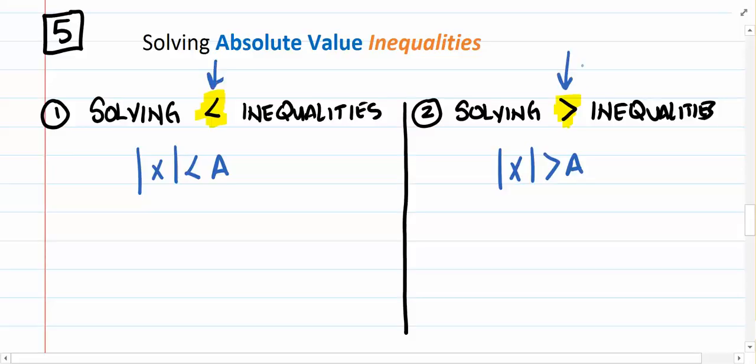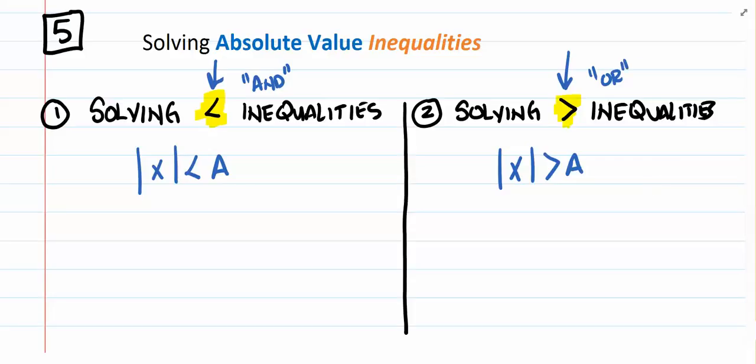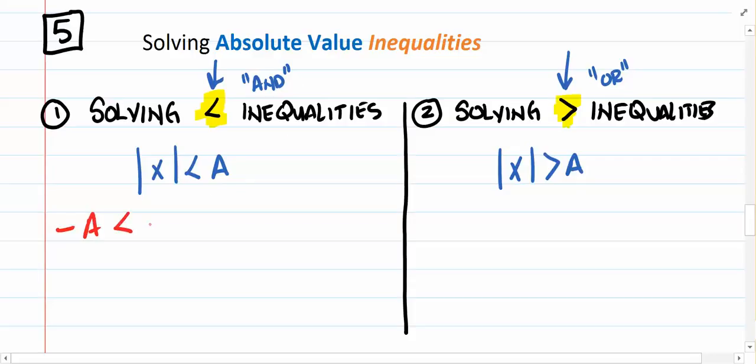Whenever you have a less than inequality, you're guaranteed to get an and statement. That's a compound inequality. Whenever you're solving a greater than inequality, you're guaranteed to get an or statement. Another compound inequality. So how do you set this up? Let's say, for example, we have the absolute value of some stuff is less than a number a, where a is positive, obviously. The way that you set this up, considering that it's an and statement, is going to be negative a is less than x, which is less than positive a.